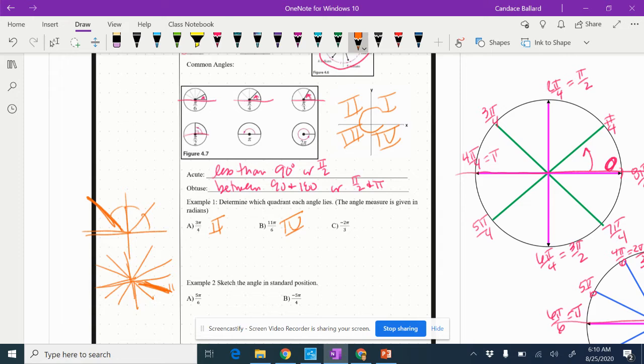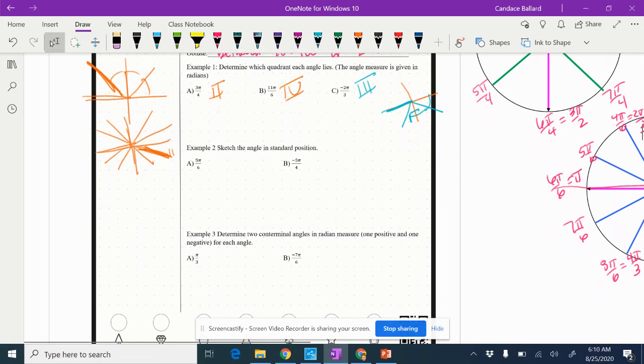And then negative 2 pi over 3, I'm going to take these wedges, but I'm going to go in the opposite direction. I know I've got to divide the bottom into 3 wedges. So 1, 2, 3, and I'm going to count 1, 2 in the negative direction. So I know I landed in quadrant 3.